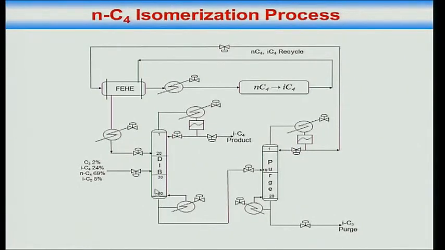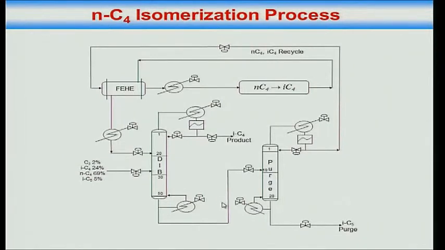It is a tall tower, you can see it has 50 trays, and what the deisobutanizer does is it takes out the more volatile IC4 as the top product, and NC4 drops down the bottoms. So the light key, what is the light key for this column? IC4 is the light key. And what is the heavy key? NC4.